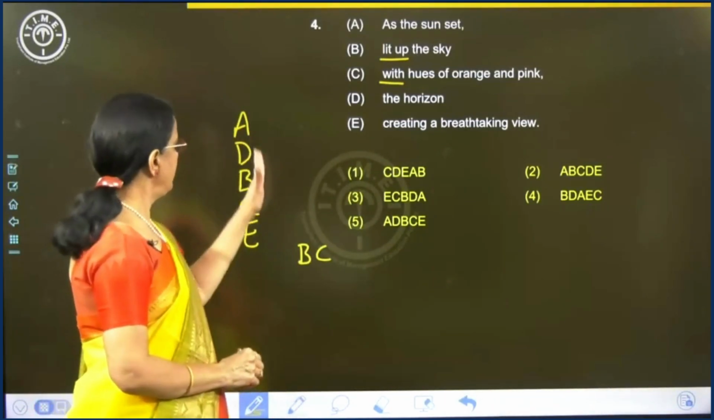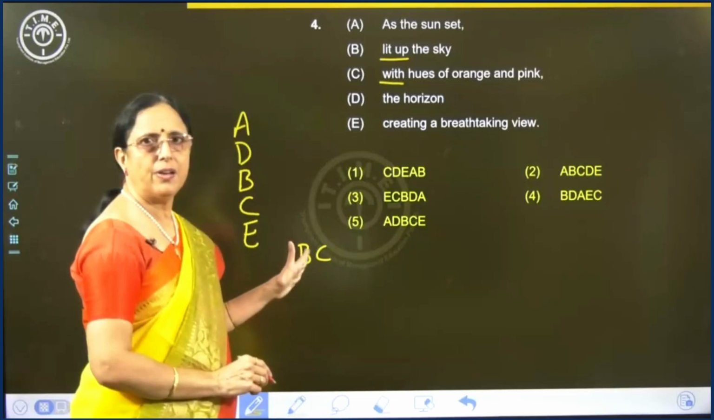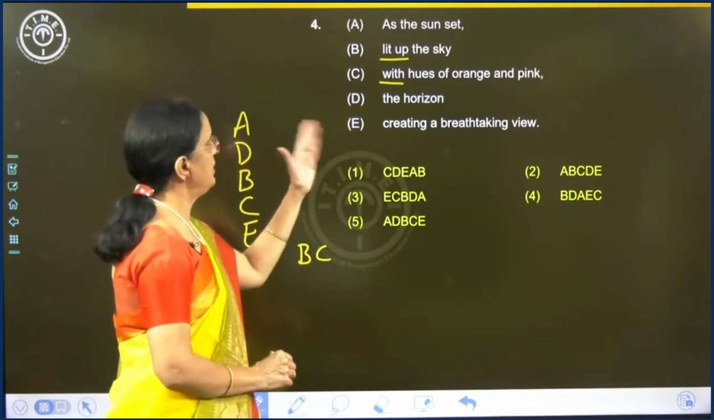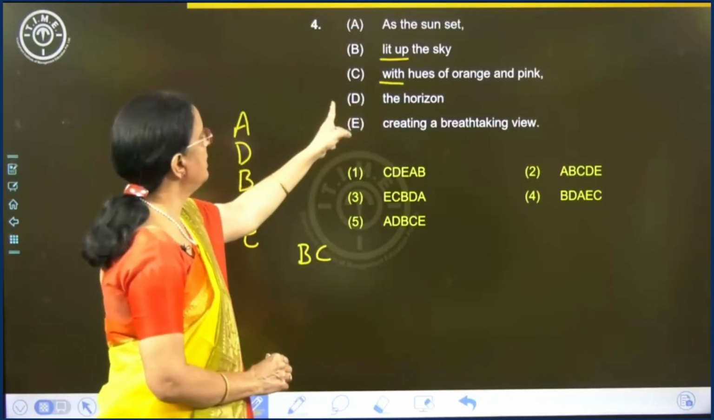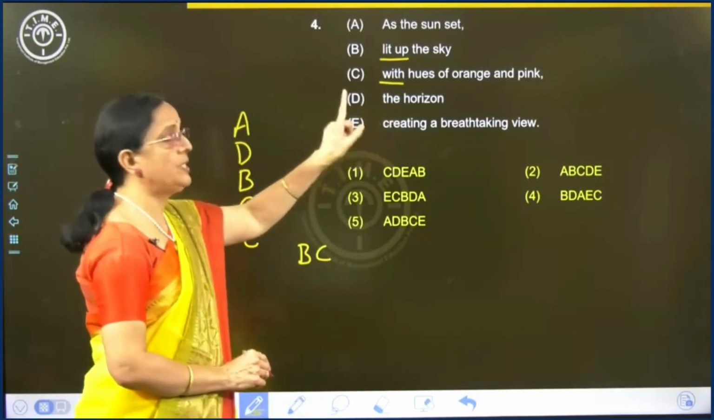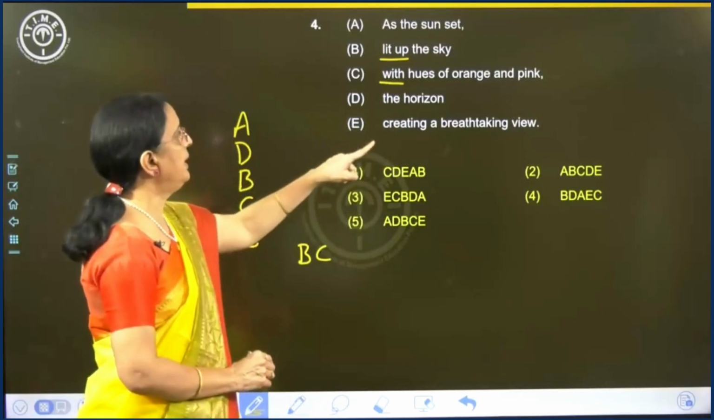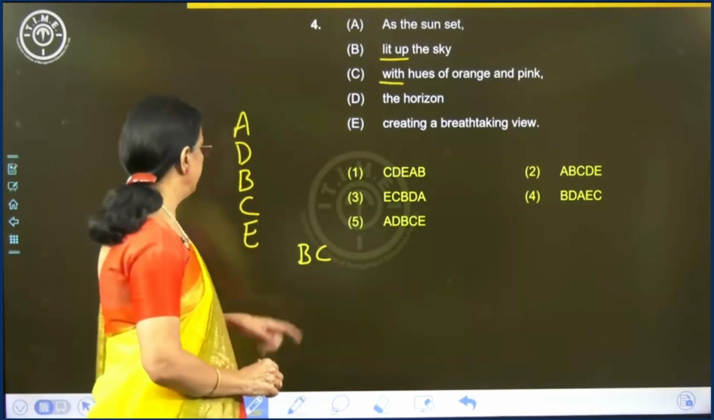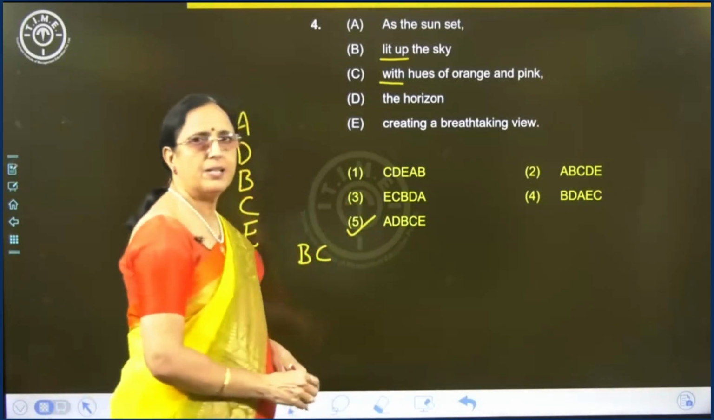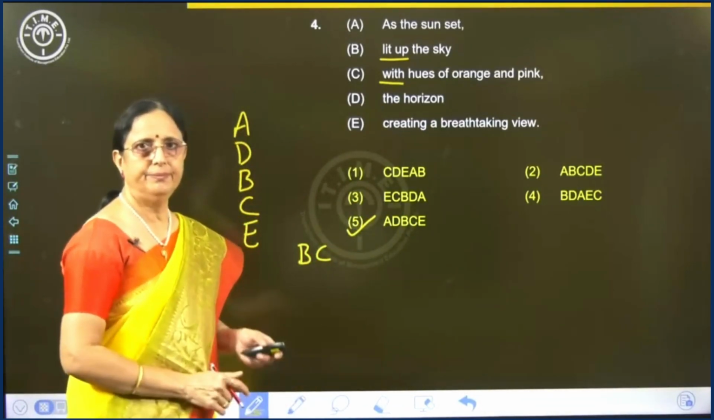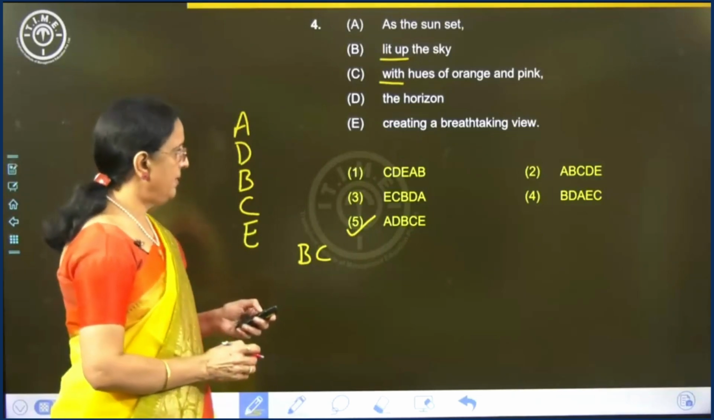So, is this complete or not? Is this meaningful or not? Yes. So, read it again if you want. As the sun set, the horizon lit up the sky with hues of orange and pink, with shades of orange and pink, creating a breathtaking view. So, where do you have this ADBCE combination? 5. That's the answer. Is this clear? Next sentence.